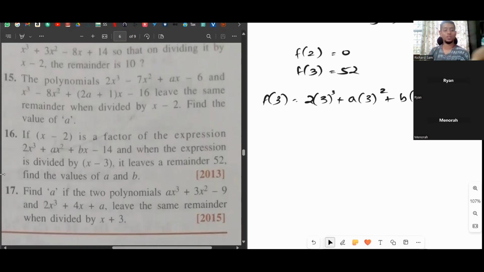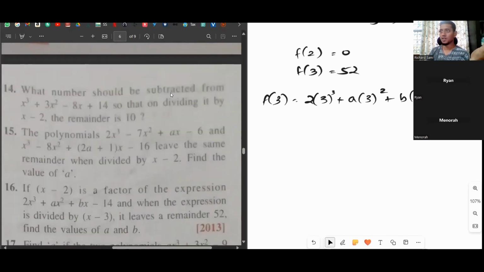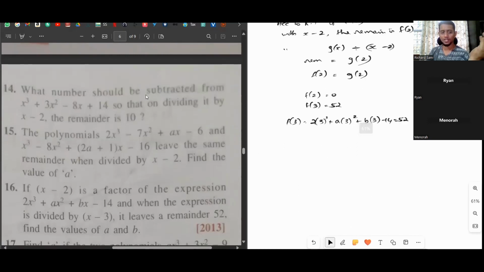So which question is that in this book? 14. What number should be subtracted? You just have to put a minus a to this whole thing: x cube plus 3x square minus 8x plus 14 minus a. Because they're asking what should be subtracted, so that value you're subtracting, you have to attach to this expression as minus a. If the question is what number should be added, then you will write plus a. That is your whole expression.